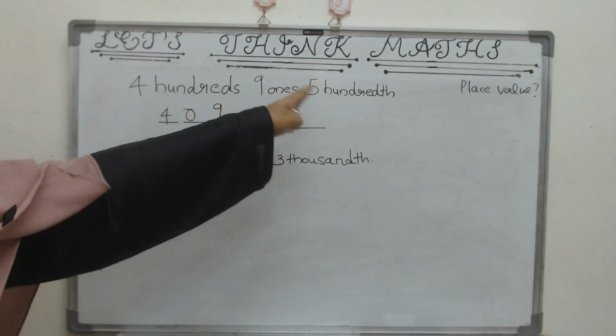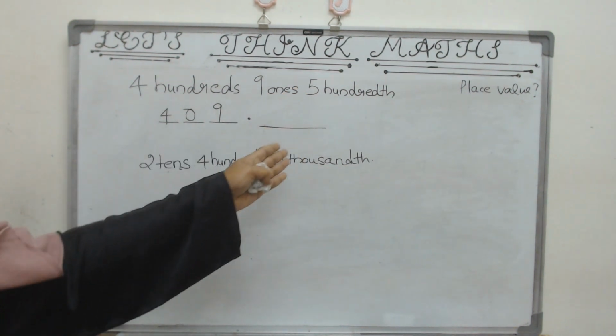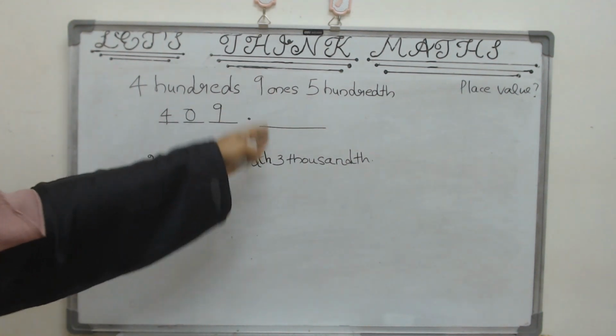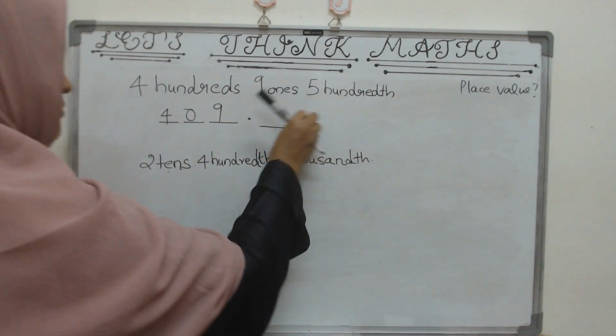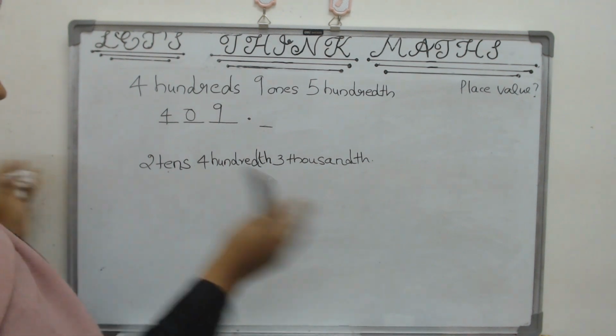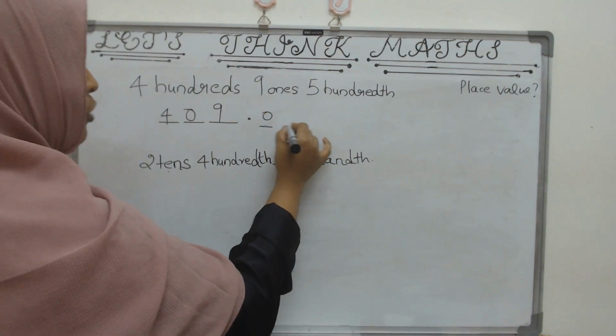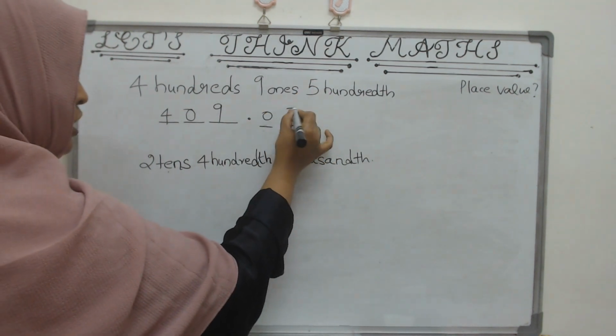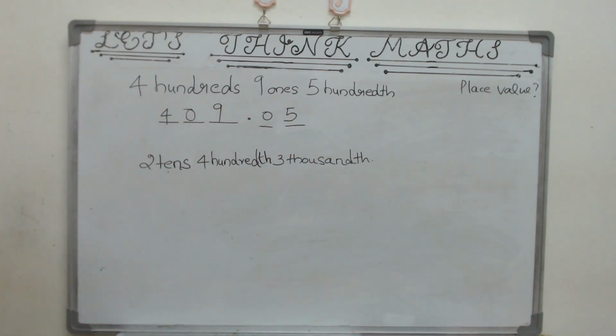What about the fractional part? How many tenth? First you should have the tenth, right? The tenth will come first. How many tenth? No idea. So 0. How many hundredth? 5. So this is the number that you are talking about.